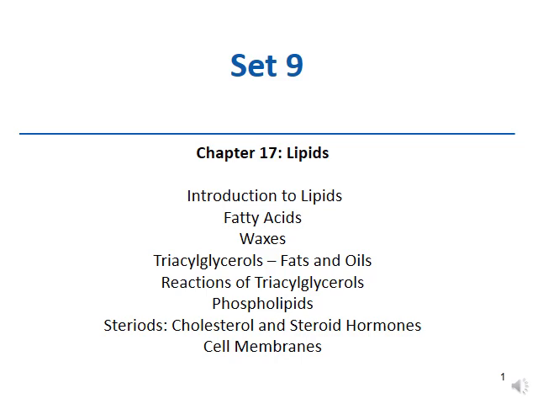Chapter 17, or whatever chapter this is in the book that we're currently using for this class. We're going to talk about lipids, an introduction to lipids, fatty acids and waxes, what triacylglycerols are, the difference between fats and oils, reactions of those triacylglycerols, phospholipids, and then talk about steroids and cell membranes. All of this is really starting to get into the biochemistry portion of the GOB course, General Organic and Biological Chemistry. So let's see what this is all about.